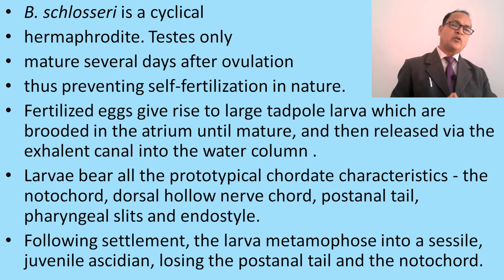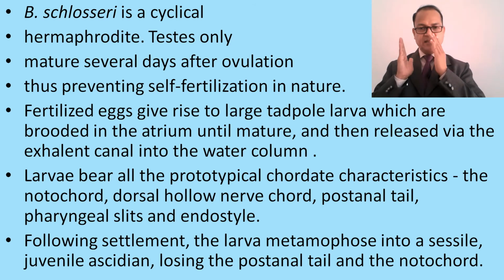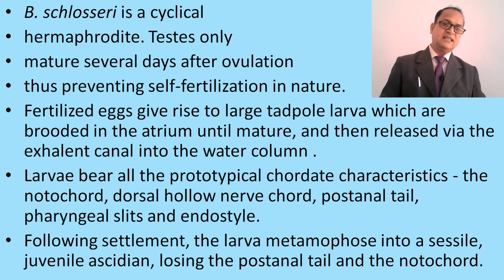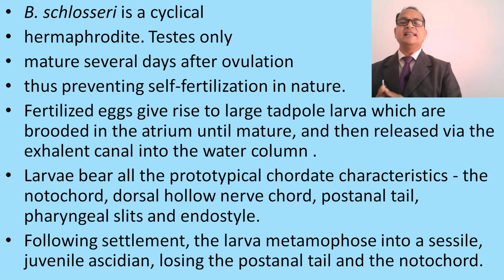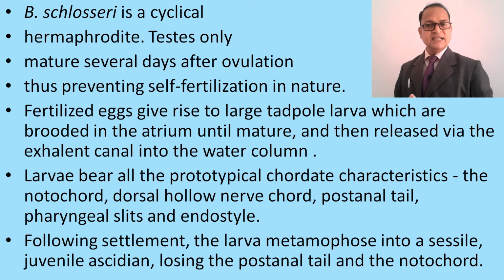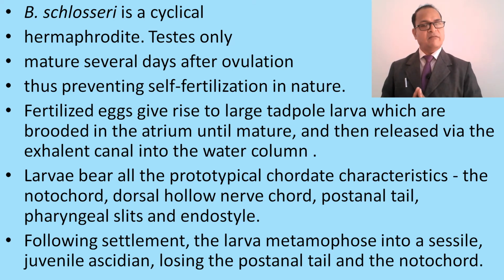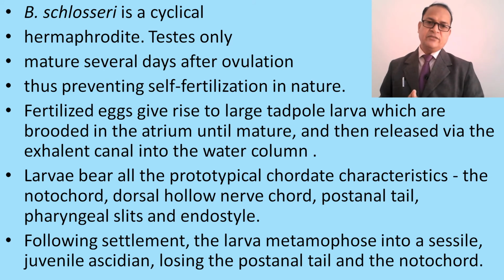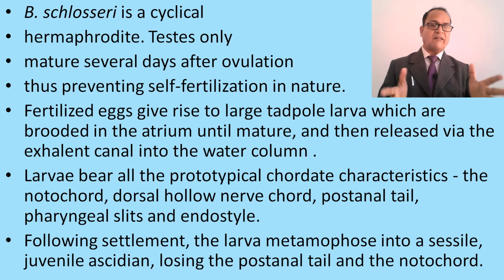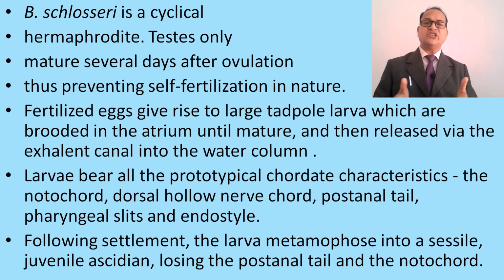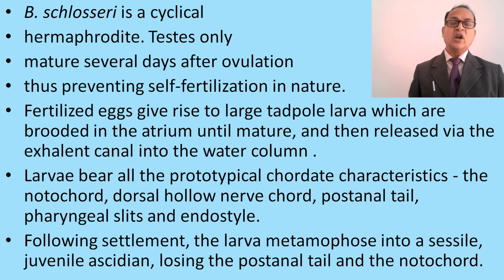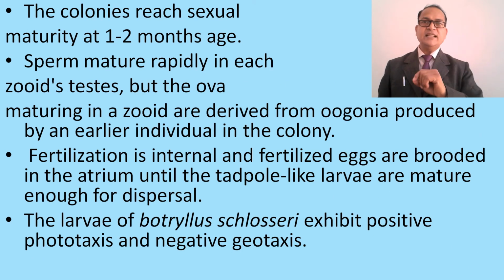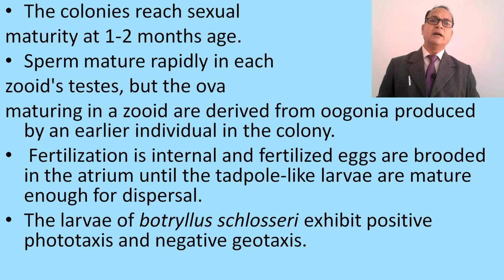Larvae bear all the prototype chordate characteristics. Notochord is present, dorsal hollow nerve cord is present, post-anal tail is present, pharyngeal gills are present, and the endostyle is present. All these chordate characters are present in the larval form, but in the adult form they are all degenerated, because the adult form is the degenerated type. This is called retrogressive metamorphosis. Following settlement, the larva metamorphoses into a sessile juvenile ascidian, losing the post-anal tail and notochord. The colony reaches sexual maturity at one or two months of age.